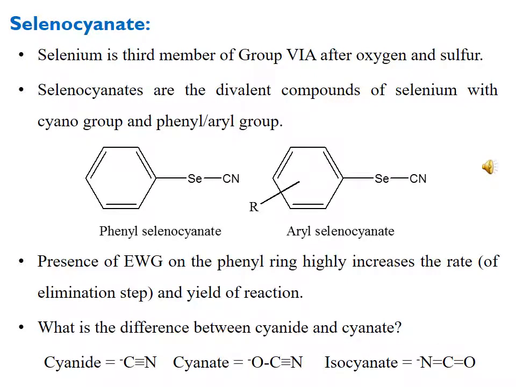The foremost reagent of this reaction is selenocyanate. Selenocyanate is a compound of selenium. Selenium is the third member of group 6A after oxygen and sulfur, and it possesses similar properties to oxygen and sulfur, as they have two lone pairs and nucleophilic character, and they are divalent, forming two bonds, and also in some cases multiple bonds, like we know about sulfur.